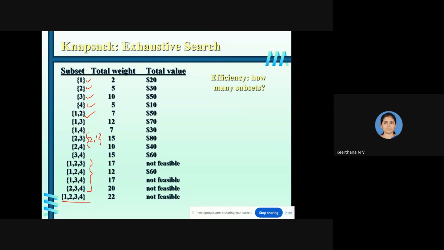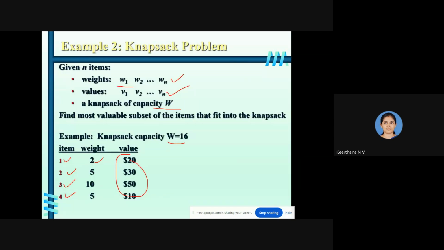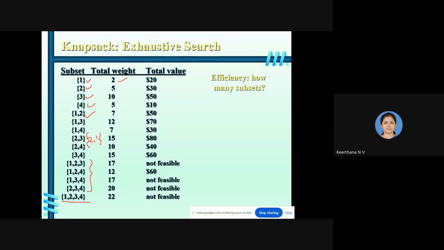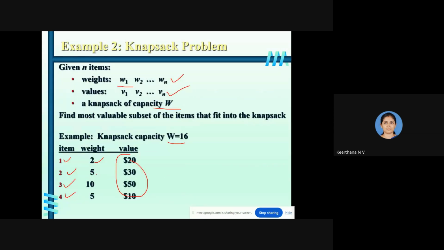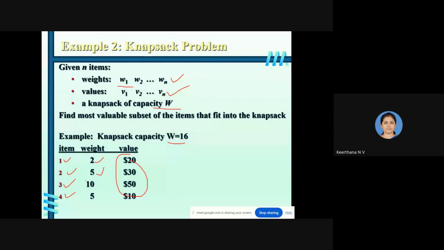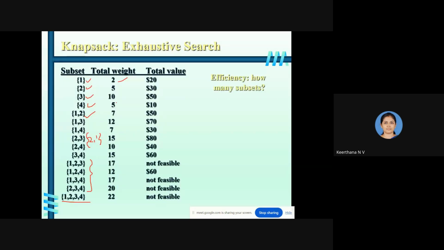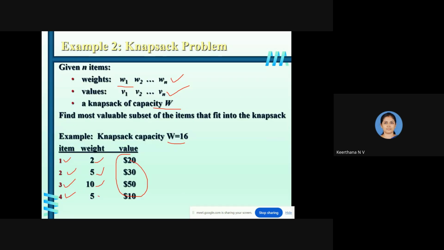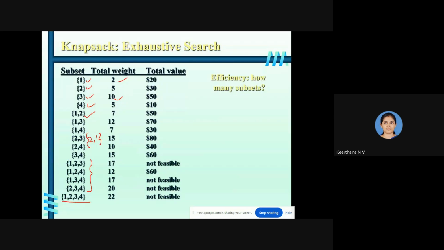What is the weight of 1? It is 2. So that is represented here. And what is the weight of 2? 5. It is represented here. And what is the weight of 3? 10. It is represented here. And what is the weight of 4? 5. It is represented here. The same thing applies for the total values.